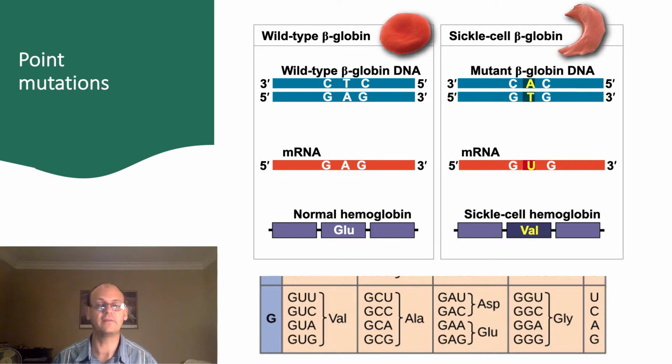Some people inherit a mutation in this gene in which the middle base of this codon on the coding strand is a thymine instead of an adenine. As a result, the mRNA is GUG, and this codon codes for valine instead of glutamic acid. What's the consequence of this change?